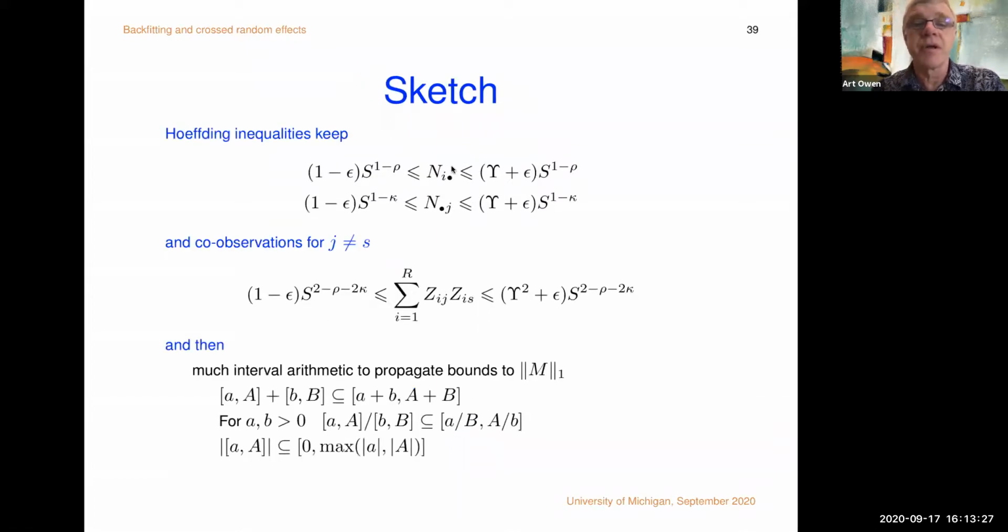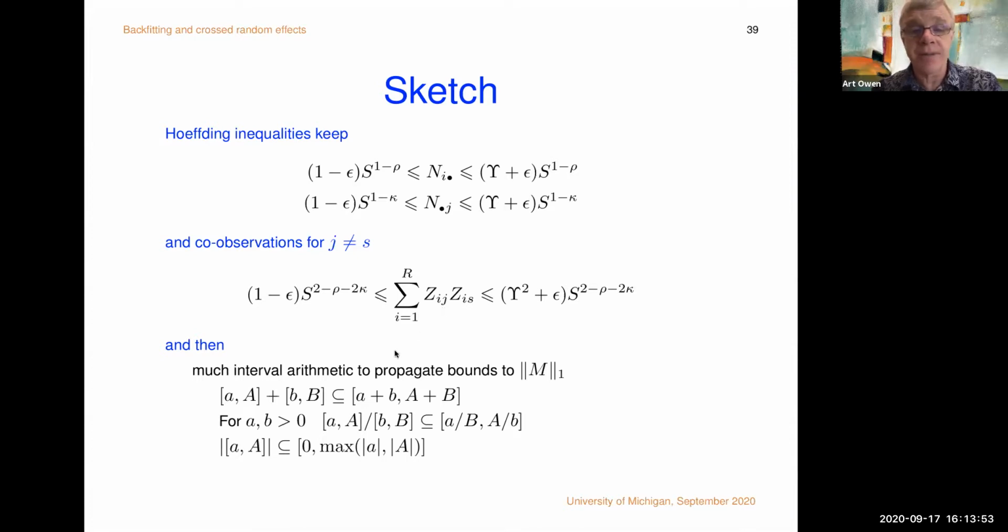How do we prove it? Well, using Hoeffding inequalities, we can keep our row sample sizes strictly in bounds. They're all more than this, and they're all less than that. And same for the column sizes. This quantity here is how many rows did we see column J and column S together? We keep that number in a box for all pairs JS. Okay, so everything's in a box.